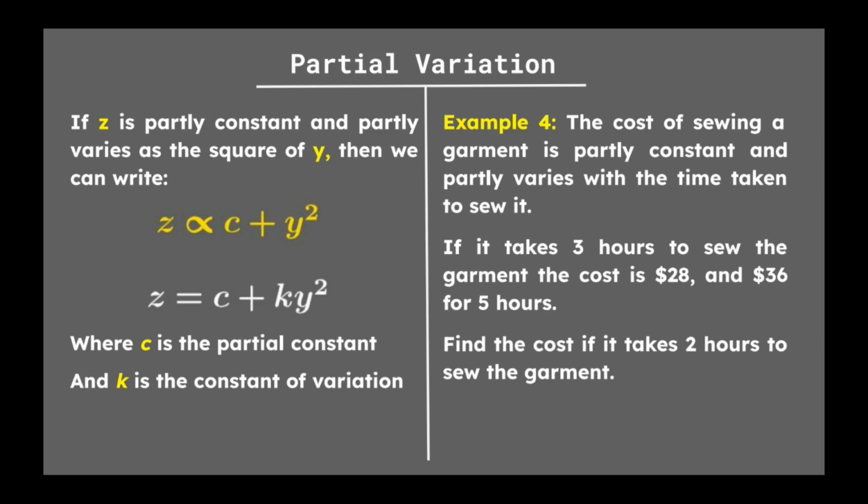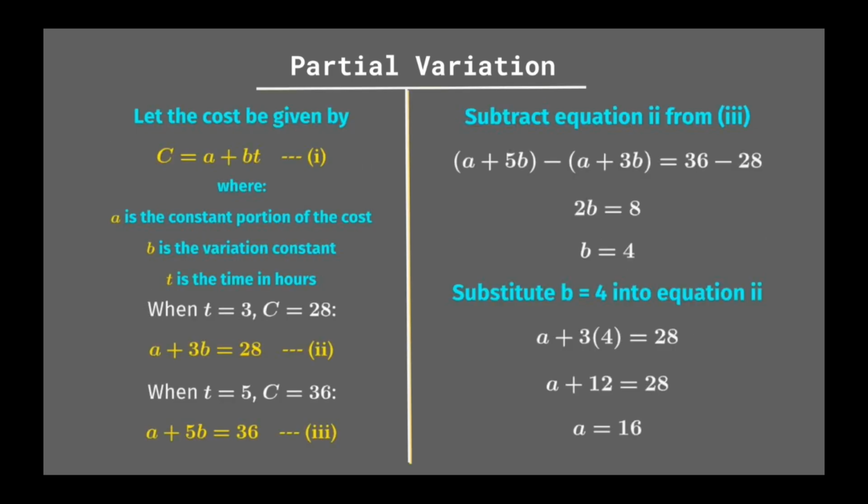So you have been given some parameters already, and you just need to plug the values into the equation connecting the cost and the time. Next thing I'm going to do is to say let the cost be given by C equals A plus BT, where A is the constant portion of the cost or the partial constant, B is the variation constant, and T is the time in hours. So this is my equation for cost and the time.